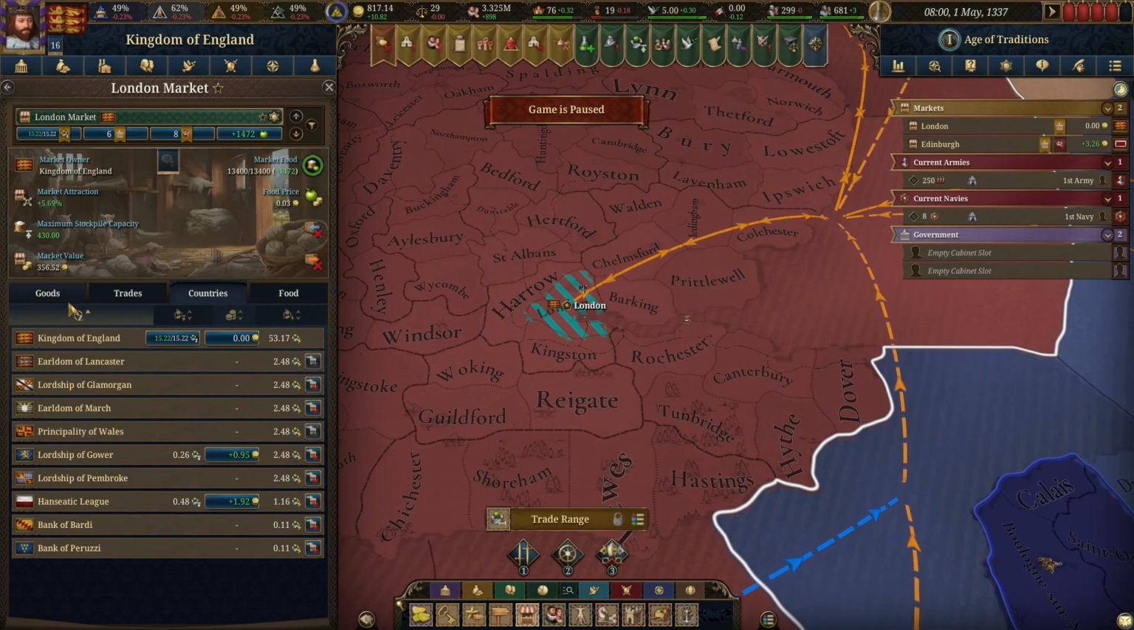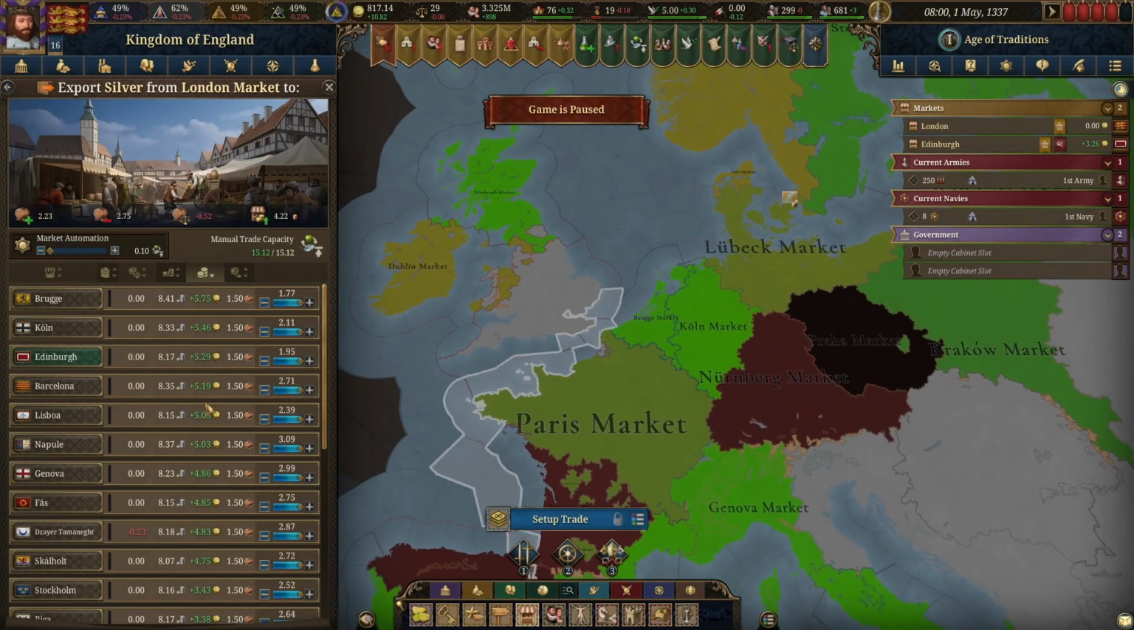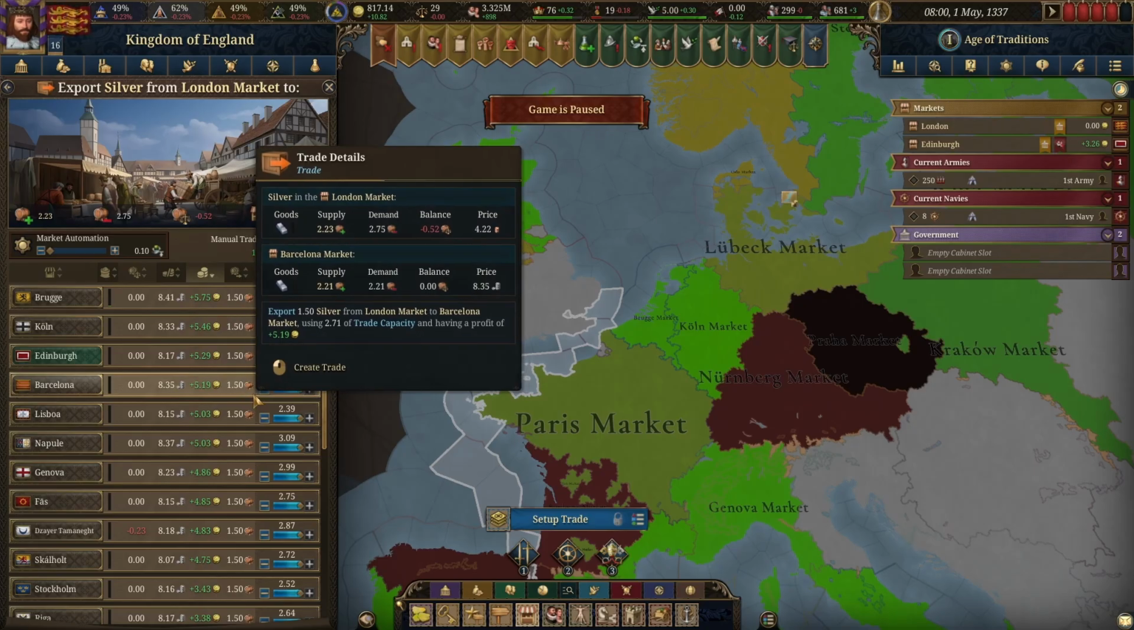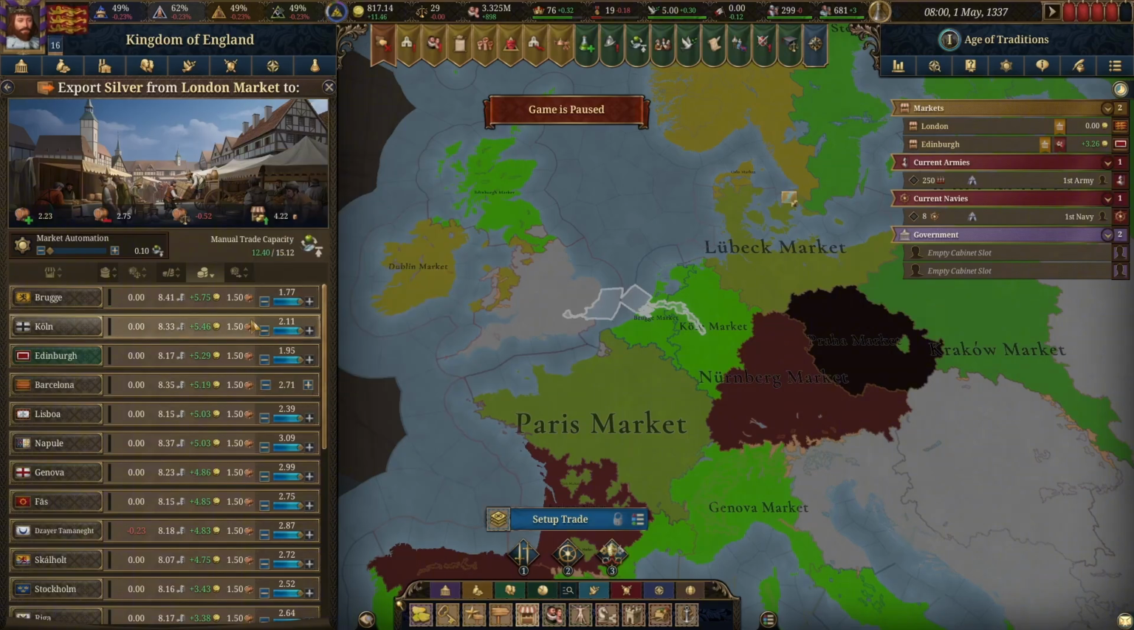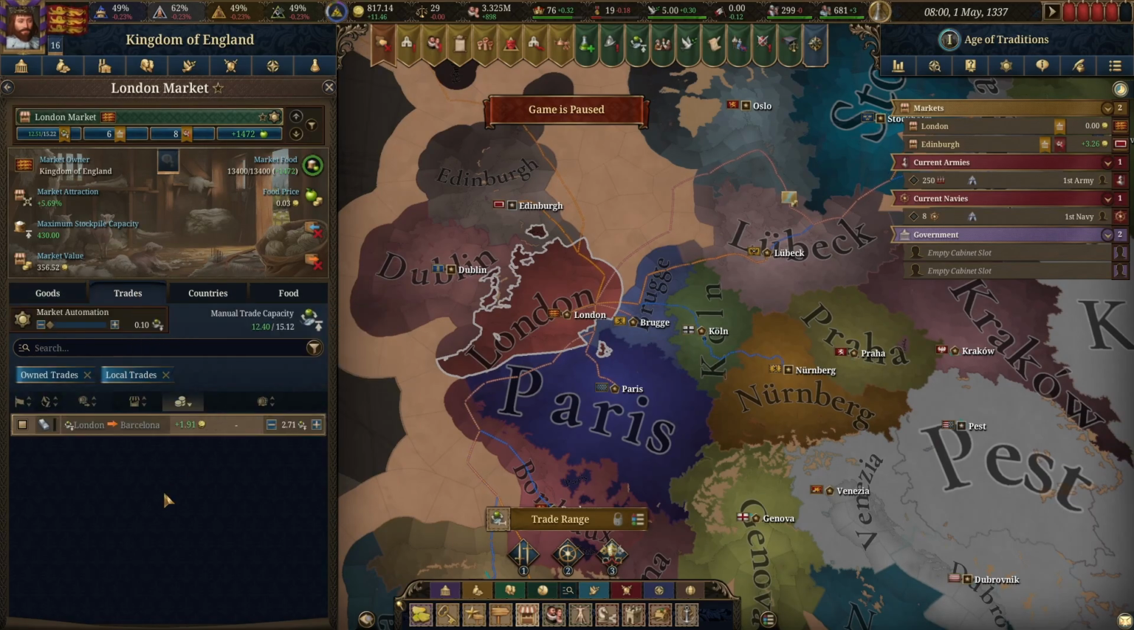So let's go back to our goods. Let's click silver, and let's say we want to export silver to the Barcelona market. So let's just send 1.50 silver to the Barcelona market. We'll click that. Then we go back to our trade tab, and we see that now we are exporting silver to Barcelona. So all of our export orders are going to be filled first, and they're going to be sent to Barcelona. Let's fast forward another month and see what happens.